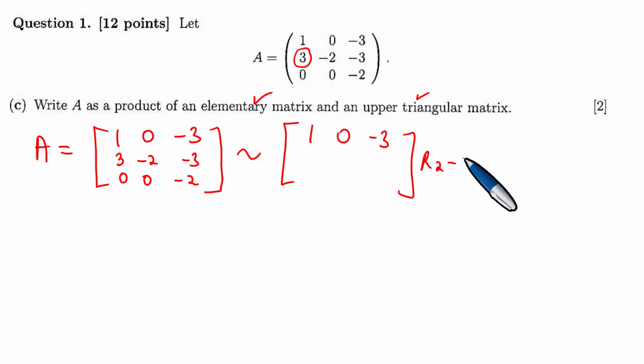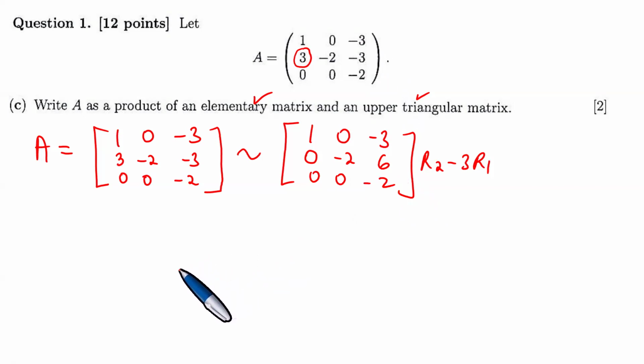Then we have the second row minus 3 times the first row. And that is going to give us a 0 here. It's going to give us minus 2 there. And it's going to give us 9 minus 3, which is a 6. Well done. And this becomes 0, 0, minus 2.